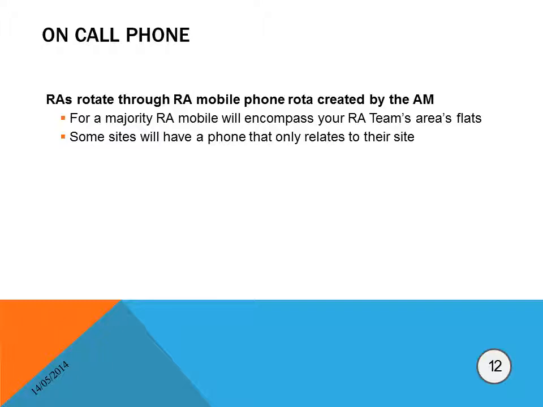Prior to coming up weekend, your line manager will meet with the RAs of your site to determine the RA on-call rota. When you're on call, you're the first contact in your site, and you need to have the RA mobile with you at all times. For many, the RA mobile rota will encompass your RA team's area flats. This is generally based around sites that are supervised by one line manager. Other sites will have a phone that only relates to their site.